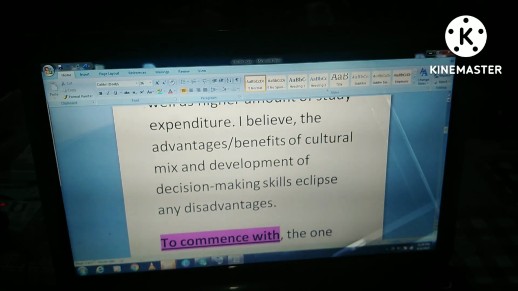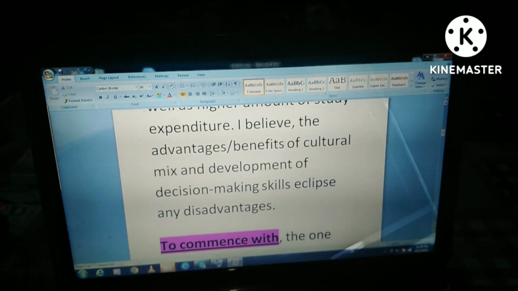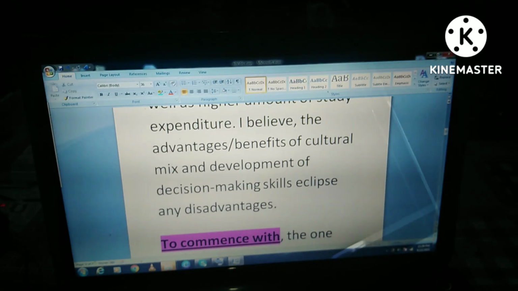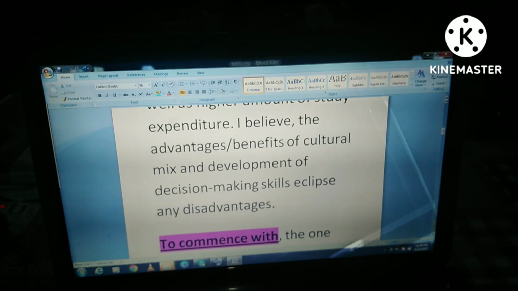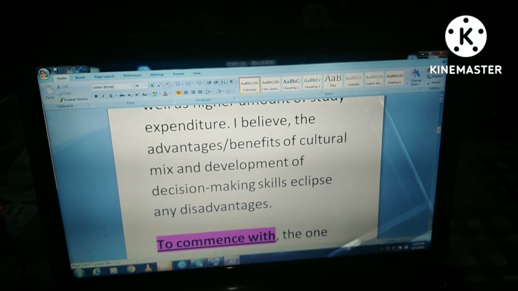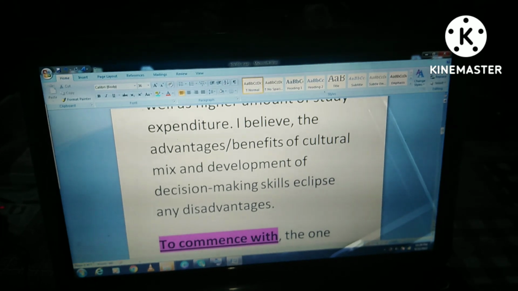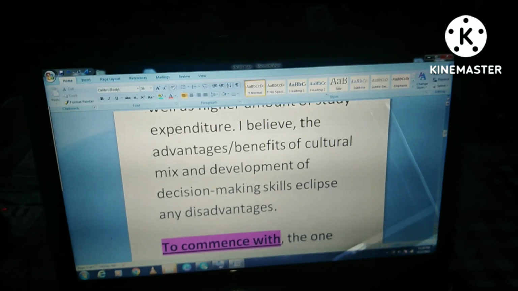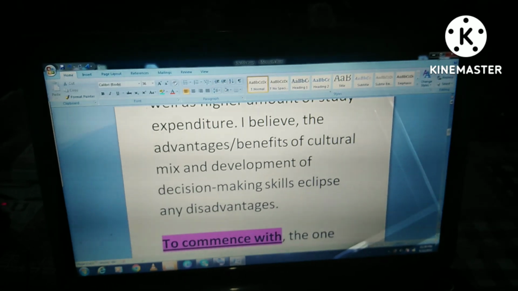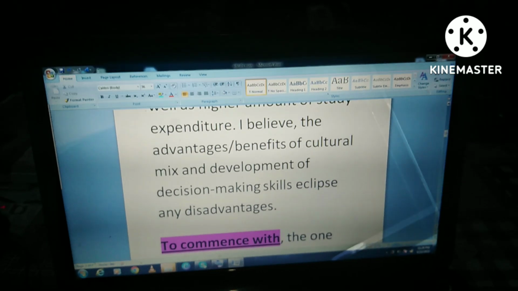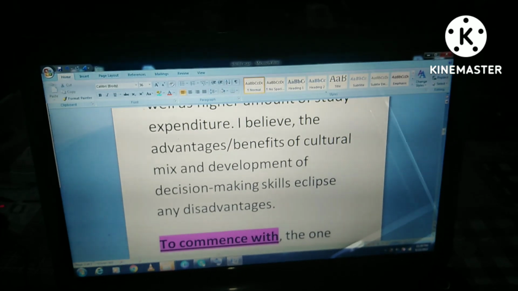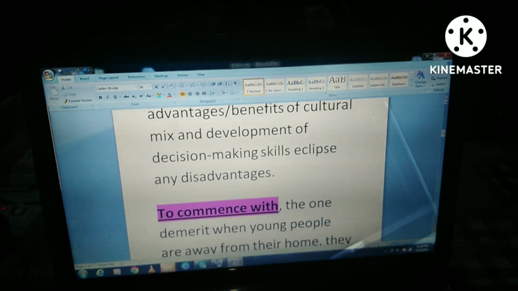It means that at the end of the first paragraph, with "I believe," I am stating my own opinion with the help of what I am going to discuss in the essay. Now let's start with the first main body, paragraph number 1. Let me show you.